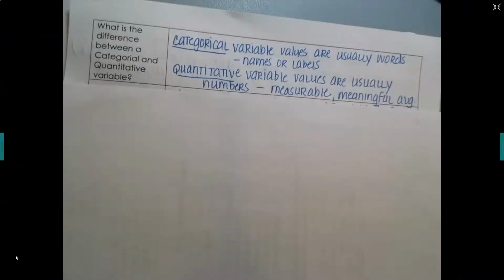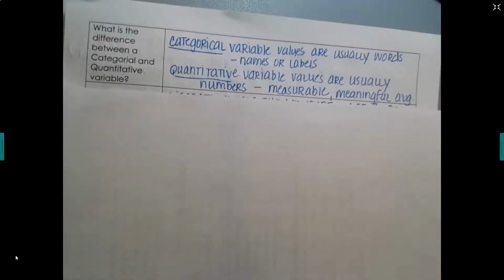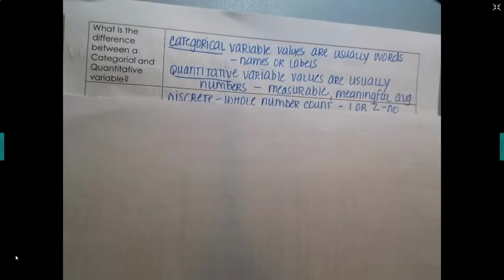For our review today, we went over categorical versus quantitative variables. A categorical variable has values that are usually words, such as names or labels, and quantitative variables are values that are usually numbers. An important thing to remember about quantitative is that it's something that's measurable and has a meaningful average. So phone numbers would not be a quantitative variable because an average phone number doesn't tell us anything. Okay, so not all numbers are quantitative variables. You got to kind of look at them and decide.